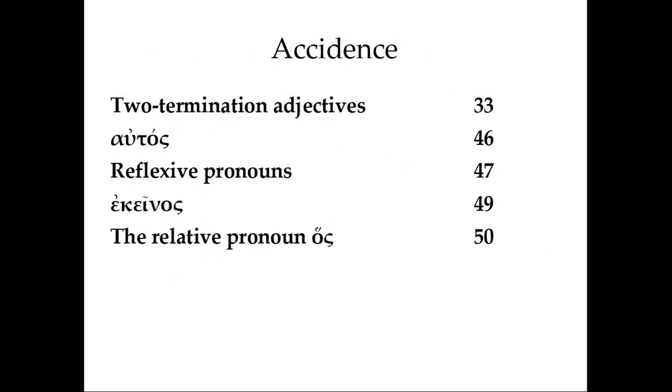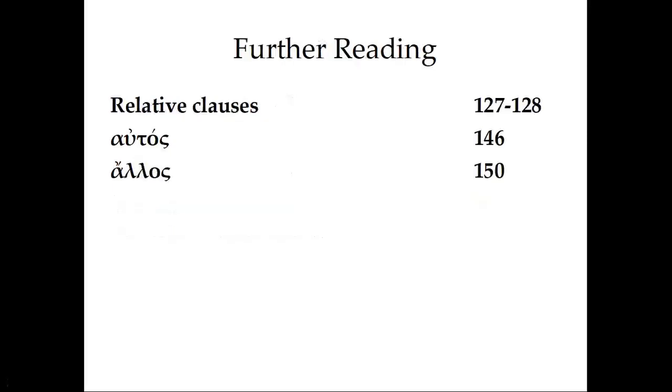Now, we've got lots of accidence that you'll want to take note of. We have two-termination adjectives, the declension of autos, reflexive pronouns, ekeinos, the relative pronoun hos. And for further reading, you may want to take a look at relative clauses. In particular, I would take a look at relative clauses, and then autos and allos, if the explanations here were not sufficient or you have little time on your hands.